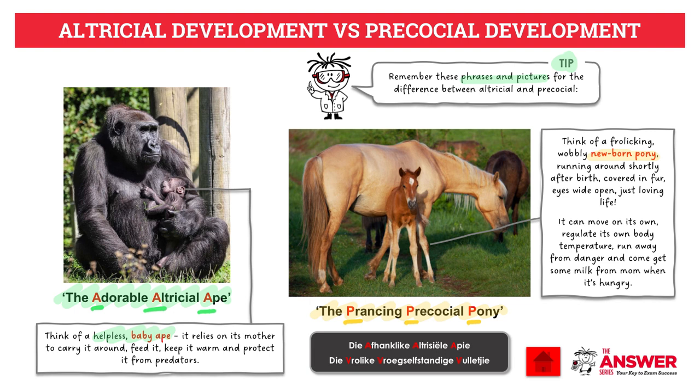It can move on its own, it can regulate its own body temperature, it can run away from danger, it can come get some milk from mom, it doesn't have to sit on mom's lap and she has to feed it. Mom is grazing while it's drinking. So it can kind of take care of itself. And that's the difference between altricial, like dependent, and precocial, ready before birth to some extent.